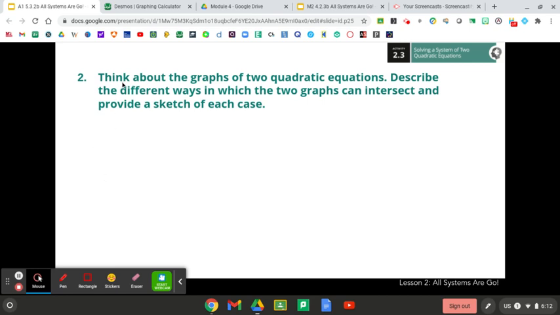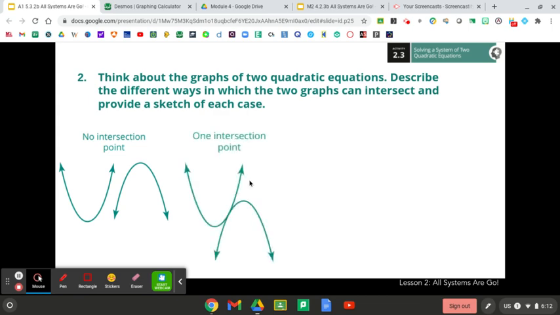Okay, so I'm asked next to think about the graphs of two quadratics. So you've got a couple of parabolas on a graph, and let's describe the different ways in which they could intersect and provide a sketch for each case. So the first possibility: there is always the possibility that they won't intersect. It could be that they intersect but only in one location. We would say that these two parabolas are tangent to one another, meaning they touch at only one point. There's the case that we just discussed where there were two distinct locations where they intersected.